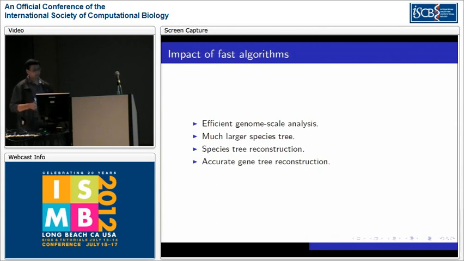The impact of these fast algorithms is that you can now really, on your own desktop computer, do efficient, genome scale analyses. You can analyze tens of thousands of gene families in almost no time at all. You can handle gene families that have thousands of genes, which you couldn't do earlier. And you can begin to do sophisticated applications like species tree reconstruction and gene tree reconstruction that involve performing the reconciliation step hundreds of thousands of times.